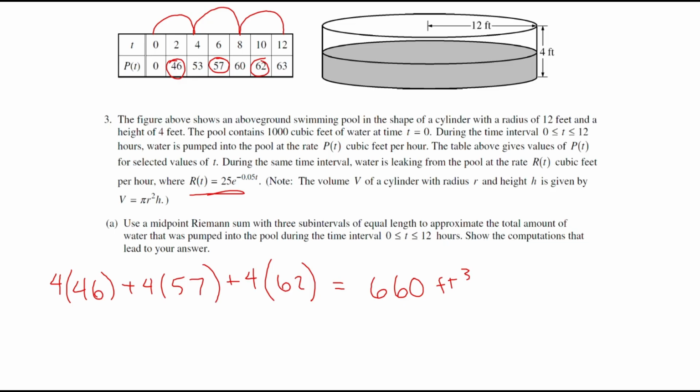And you can use your calculator to do the arithmetic there if you want. And so this is our approximation here. Might be good to say this is approximately equal to the integral from 0 to 12 of p of t dt. Right? And so you got 2 points there for that. 1 point for just the setup and 1 point for the actual answer.